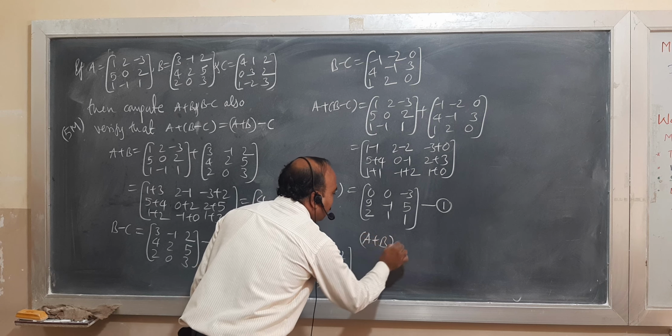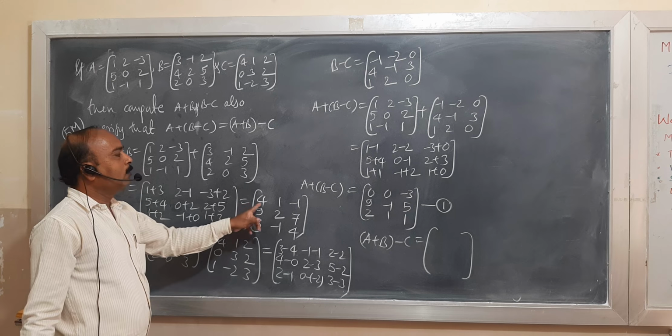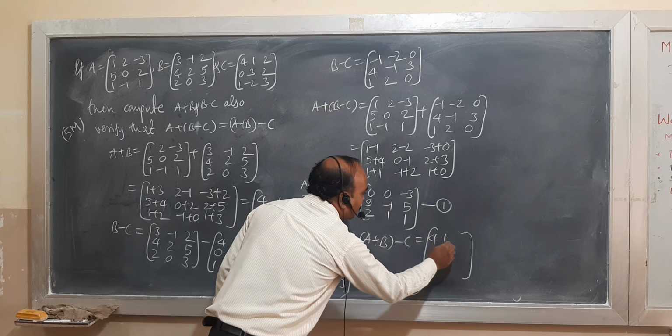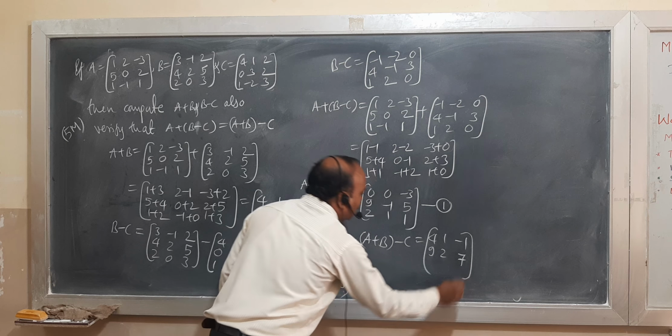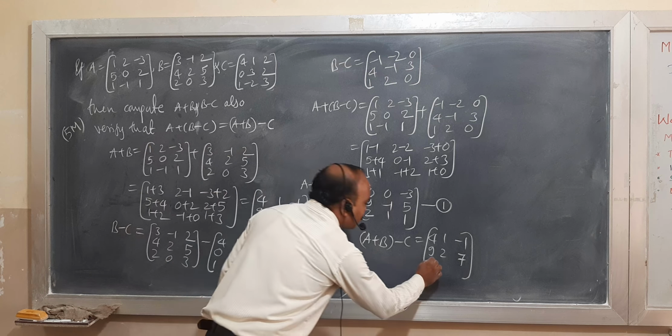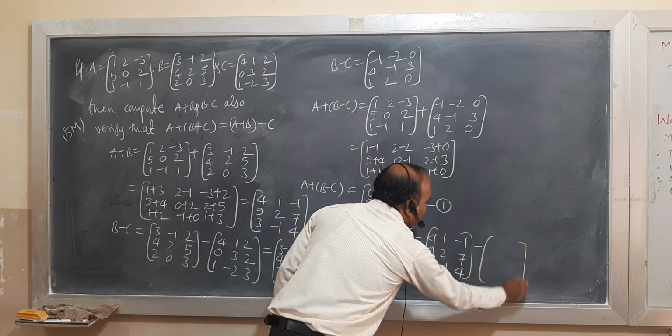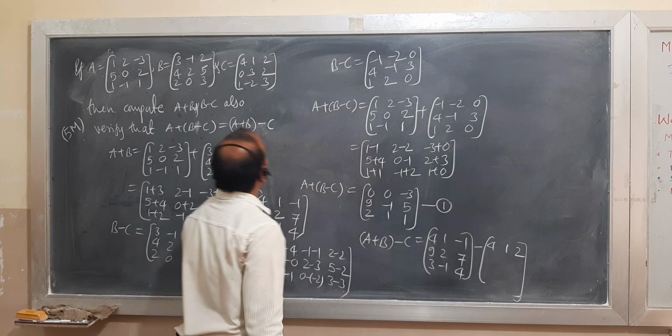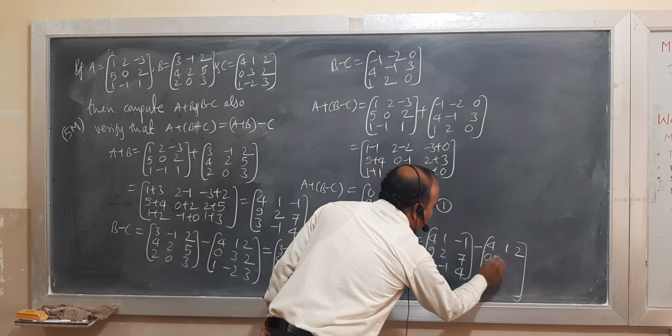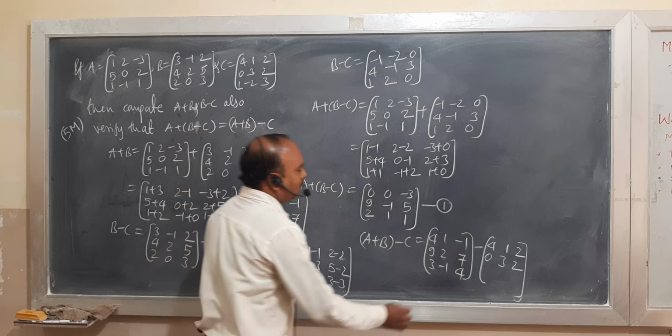A plus B minus C. A plus B already got. A plus B value is 4, 1 minus 1, 9, 2, 7, 3 minus 1, 4. Substitute here. Minus matrix C, C value substitute: 4, 1, 2, 0, 3, 2, and 1 minus 2, 3. Again it is difference of the two matrices.